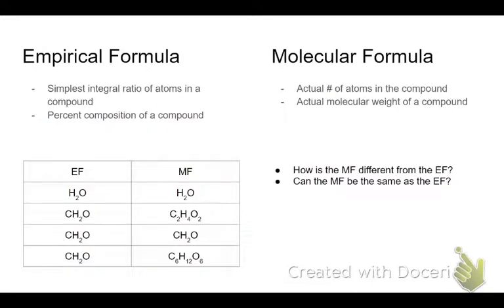Alrighty, so the next part is empirical versus molecular formula. So empirical formula is our simplest integral ratio of atoms in a compound. Right? So the key words here are simple integral ratio. In other words, it's the percent composition of a compound. Whereas the molecular formula is the actual number of atoms in the compound, or the actual molecular weight, the molar mass of the compound. So if we look down here, EF stands for empirical formula, MF stands for molecular formula.